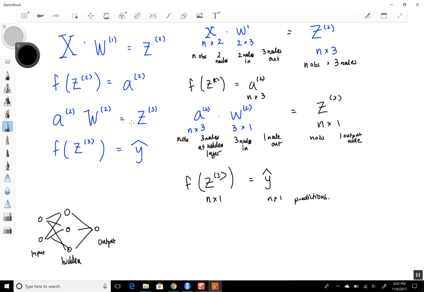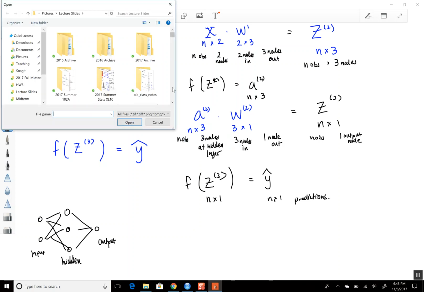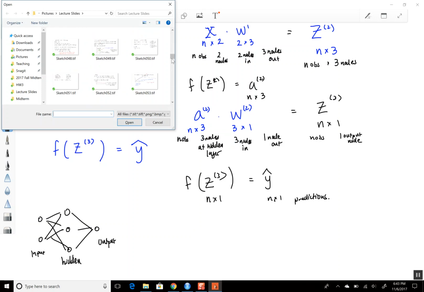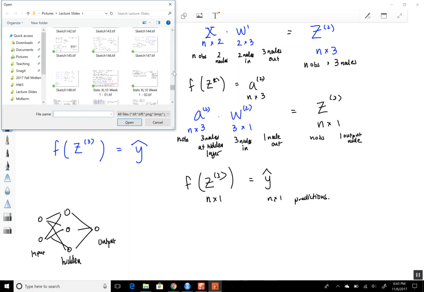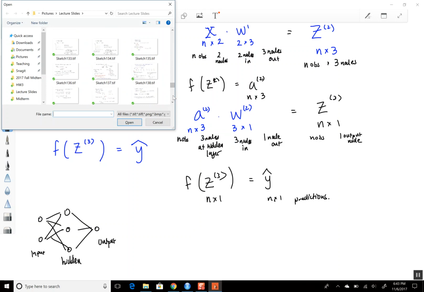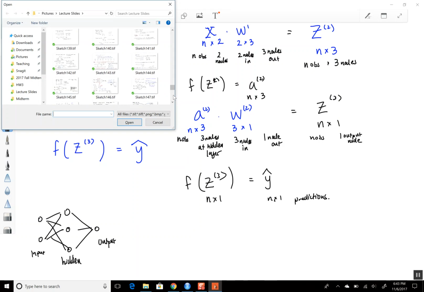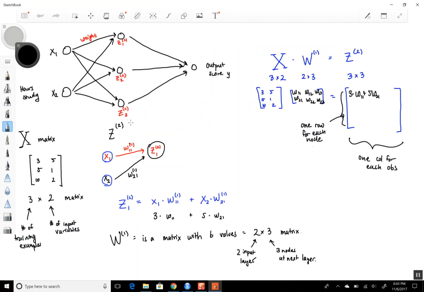Okay. So I know I messed up that one slide a few things back. So one row for each observation and one column for each node. This one back here.